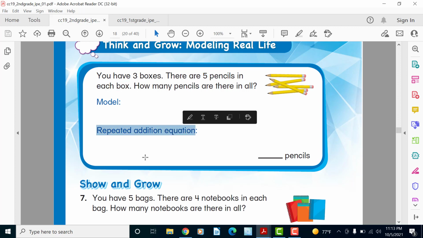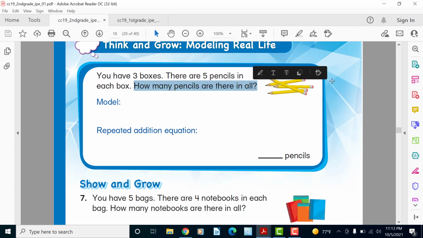Make the repeated addition equation right down here. If you can't remember what that is, flip to the previous page. Go back a page and see what you were doing on the last page. And then here, our question is, how many pencils are there in all?